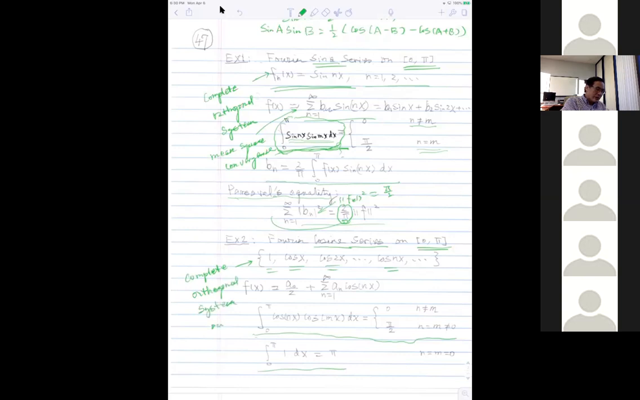on 0 to pi. Whether a system is orthogonal or not depends on which interval you are talking about, so you always need to identify your interval. When we say this is an orthogonal system here, we also mean that it is on 0 to pi. Okay.